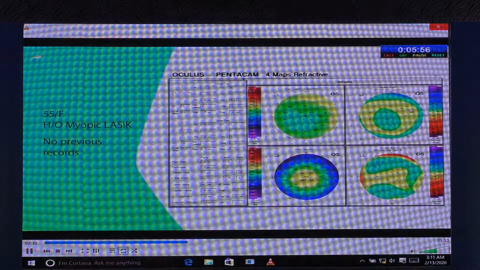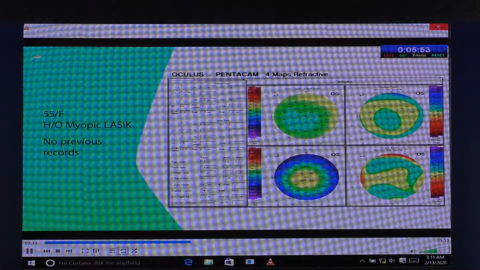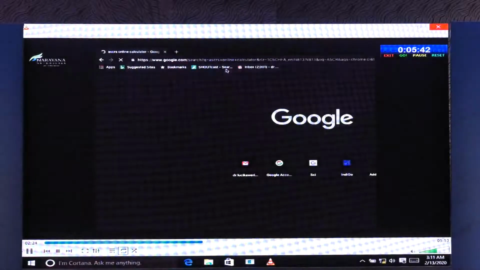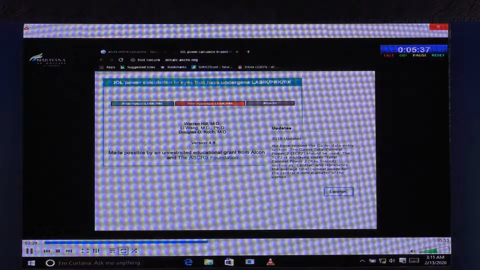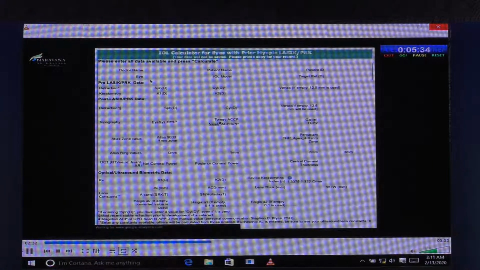Our first case is that of a 55-year-old woman who presented to us with cataract in her left eye and a history of myopic LASIK done 20 years back. To calculate IOL power in post-refractive surgery patients, we can use the ASCRS online calculator, which is freely available. After filling in patient's details, this calculator allows us to fill in the pre-procedure records if they are available to us. However, it is not mandatory and only the currently available data is enough.